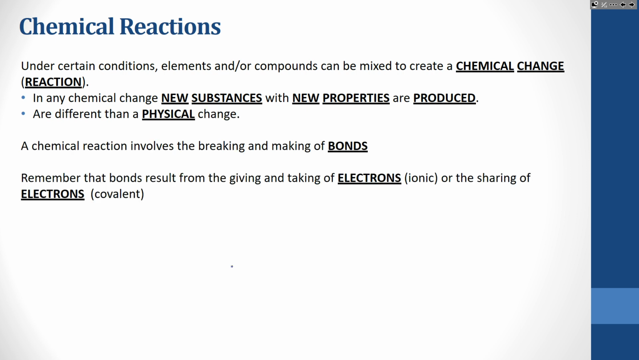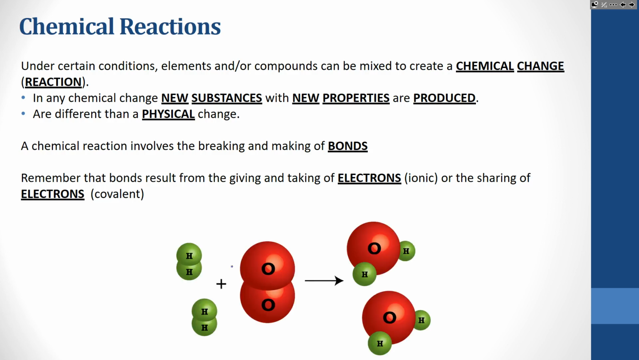A chemical reaction will always involve the breaking and making of bonds between the atoms. So you're making new bonds. And remember, bonds result from the giving and or taking of electrons, or even the sharing of electrons. So all we're doing is we're rearranging things to put them together in a different way. Now, all bonds will result from the giving and taking of electrons, that's an ionic bond, or the sharing of electrons, a covalent bond.